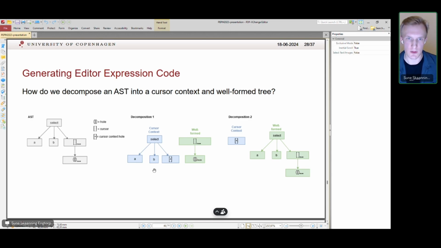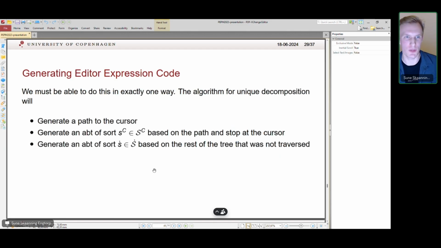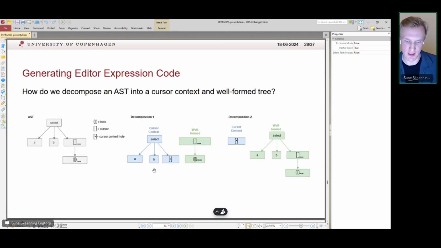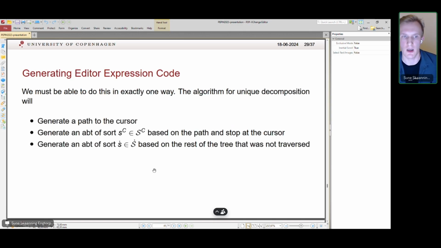I am running out of time, so I will jump over this quickly. Here we had an ambiguity in how we actually want to decompose ASTs. So we found a way to always decompose these ASTs in exactly one way, to get exactly one cursor context and one well-formed tree.